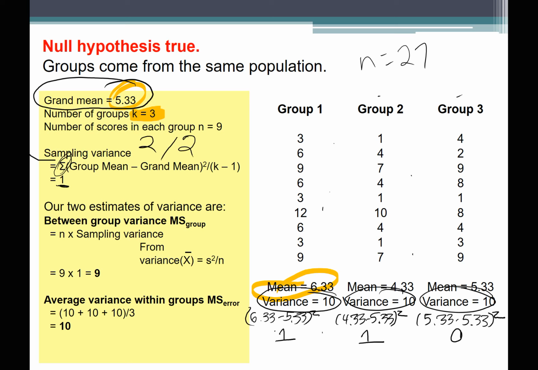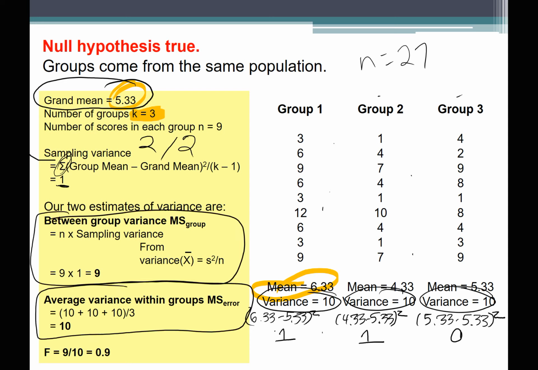So then we would take this one, between groups, MS group, divide by this one, MS error, and we see F equals 9 divided by 10, 0.9. It's pretty close to 1, right? Which is what we said we would get if the between groups variance was pretty similar to the within groups variance. Or in other words, when the null hypothesis is true and the three means are almost the same, right? Or relatively the same.